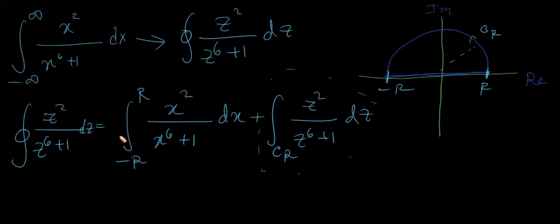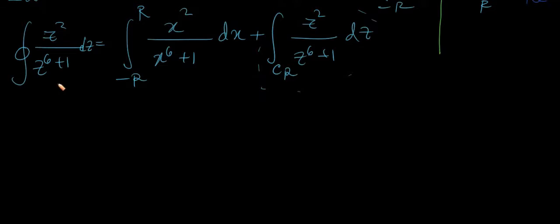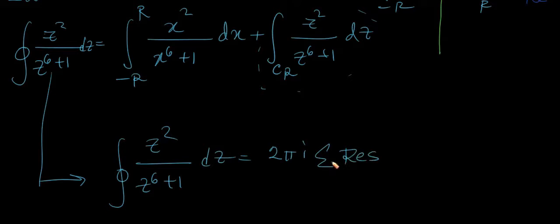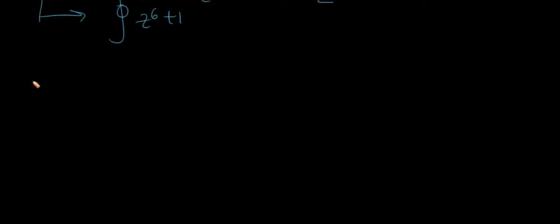You know from Cauchy's residue theorem that this integral, z squared over z to the power 6 plus 1 dz, is equal to 2 pi i times the sum of the residues. Obviously I'm not writing the index in the summation, but you understand, because you have to first find out the singularities or the poles, and then you have to calculate the residues, and you need to sum them to get the whole result.